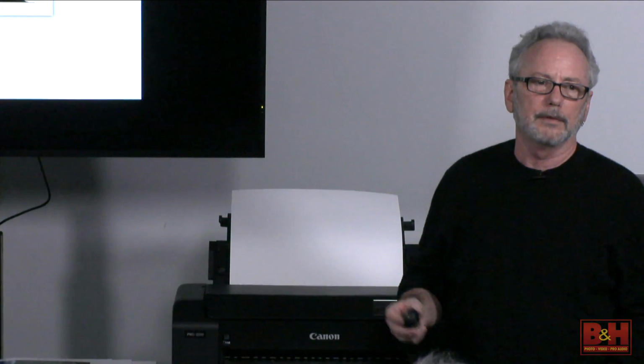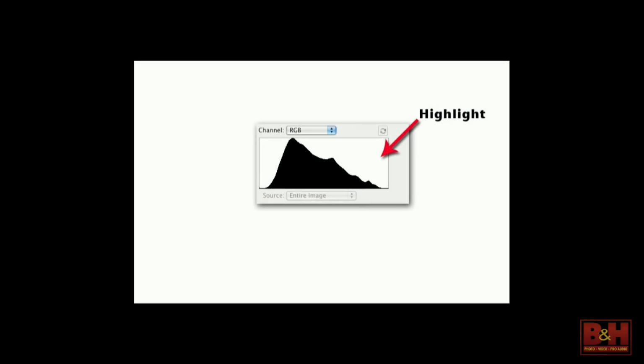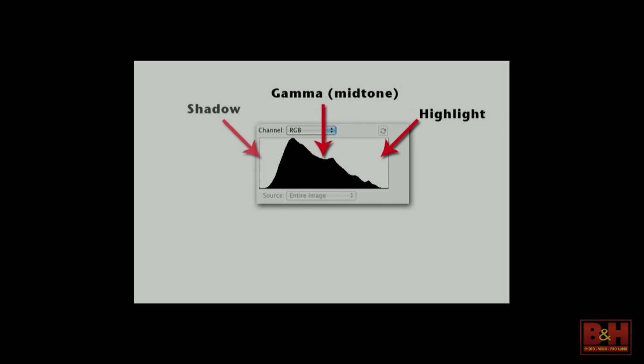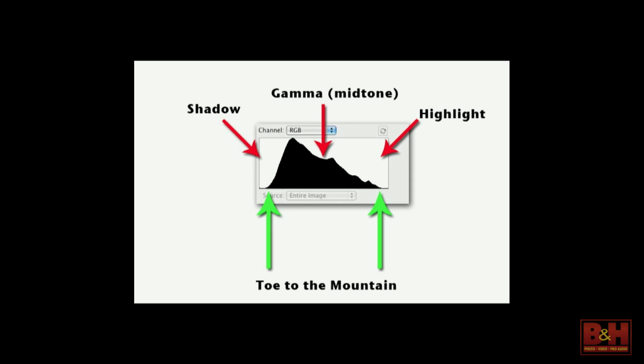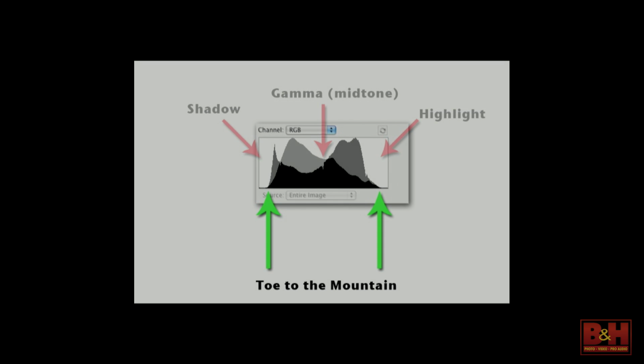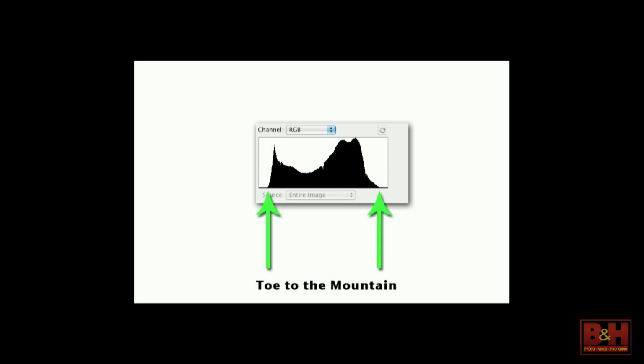Histogram. This is just a basic illustration. There's actually 5 zones, but I'm going to just go over 3. This is your highlight region, your mid-tone gamma region, and your shadow region on a histogram. And here's something that I call the toe to the mountain. When the toe to the mountain hits the bottom, from that point to the edge, there's no information there. What's important to know about that is this happens to be a very healthy, beautiful looking histogram. The toe to the mountain.